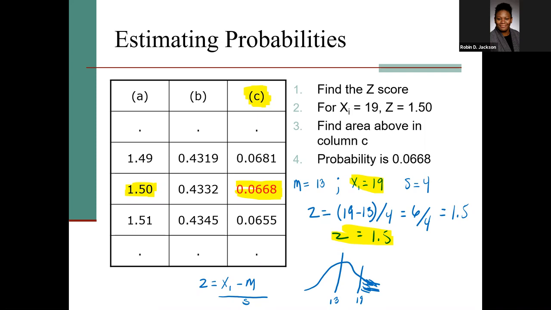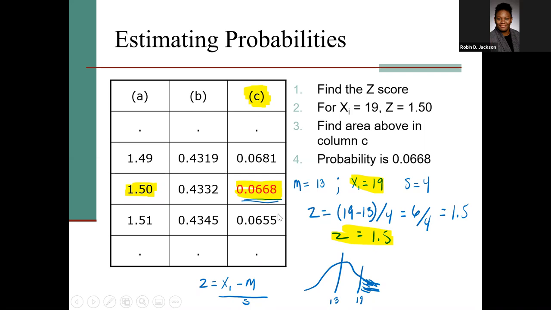But we also know we want everything that's beyond that Z-score. And that's what this right here, the 0.0668, tells us. We know we want to look in column C. So we can say that the probability of randomly selecting a score of 19 or more is 0.0668. Because we just want the probability, there is no need to convert that into a percentage. All we want is the probability.